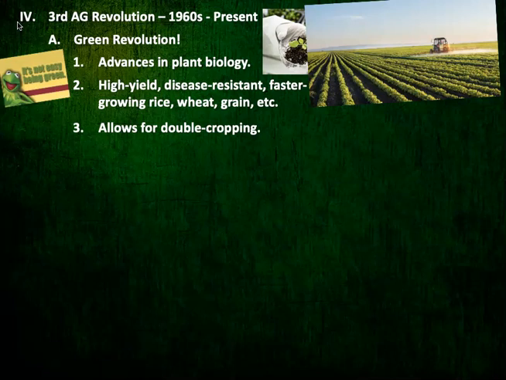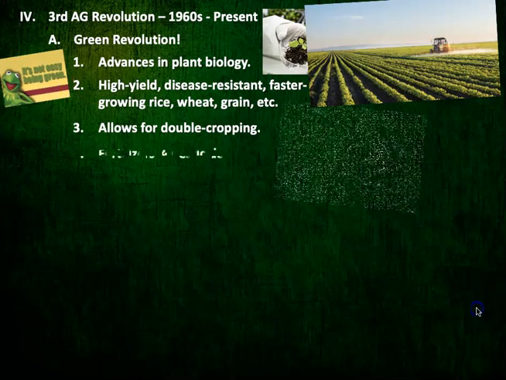Double cropping is, like I said, picking 2 or 3 different crops that need the same amount of water, the same amount of daylight, and those kinds of things. Shared growing conditions. And being able to do that to expand and get a little more variety there. Okay, also a little element of the Green Revolution.